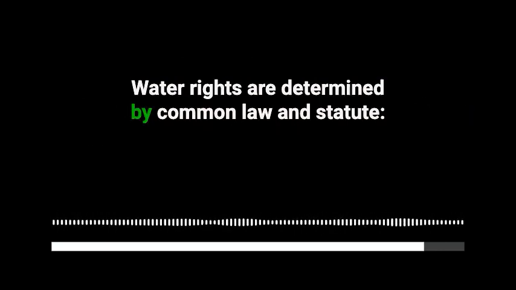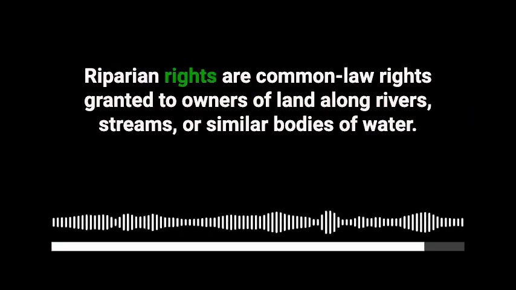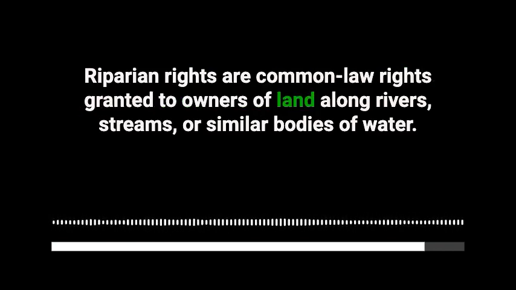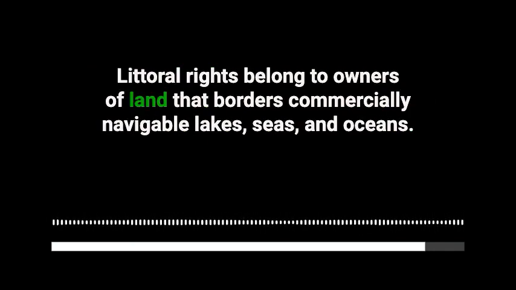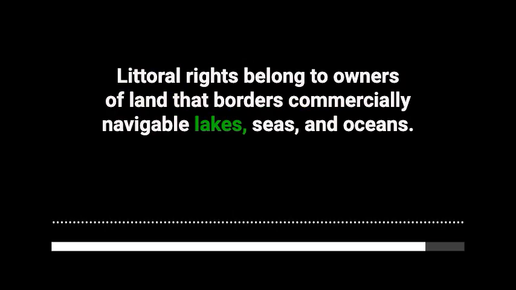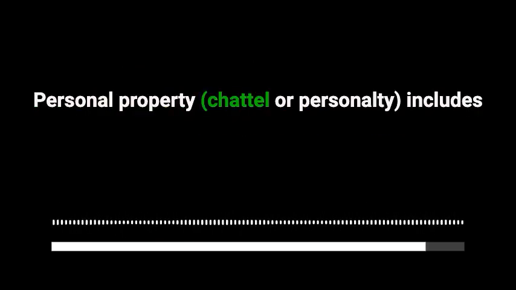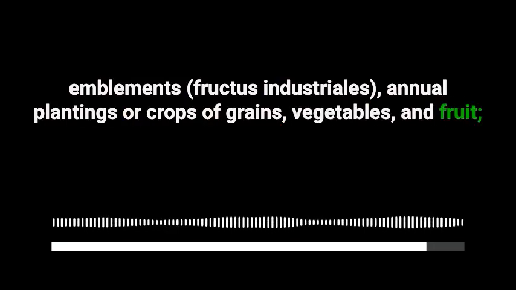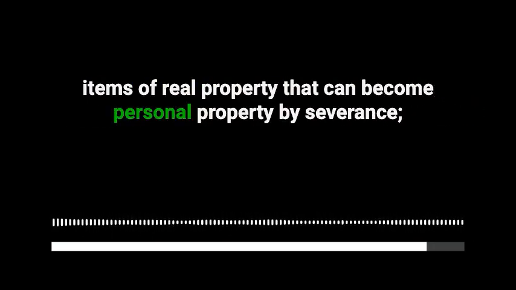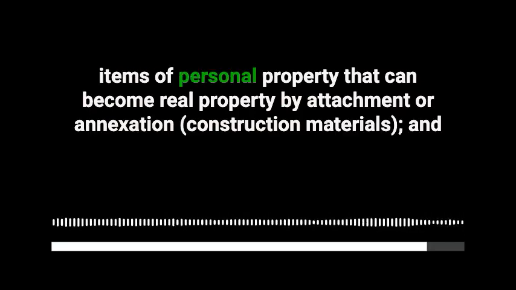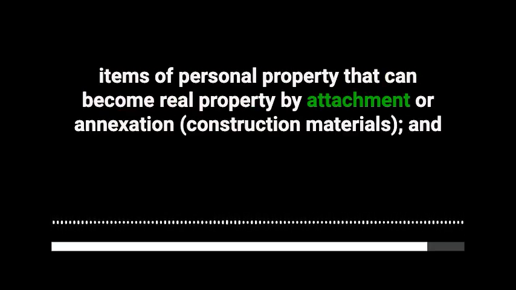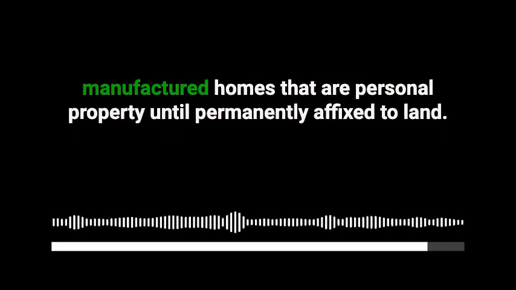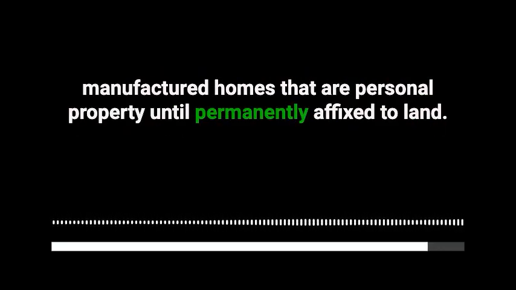Water rights are determined by common law and statute. Riparian rights are common law rights granted to owners of land along rivers, streams, or similar bodies of water. Littoral rights belong to owners of land that borders commercially navigable lakes, seas, and oceans. Personal property includes movable items such as a chair or a sofa, and emblements, annual plantings or crops of grains, vegetables, and fruit. Items of real property can become personal property by severance. Items of personal property can become real property by attachment or annexation. And manufactured homes are personal property until permanently affixed to land.